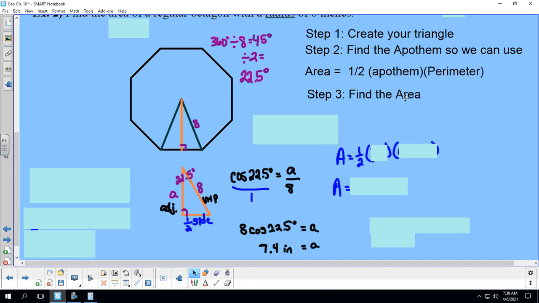Now look what happens when we try to use this area formula. 1/2 times the apothem, yay, 7.4, times the perimeter. Okay, well the perimeter is the side. Oh no, we don't have this side. Now there's 2 ways you can do side.